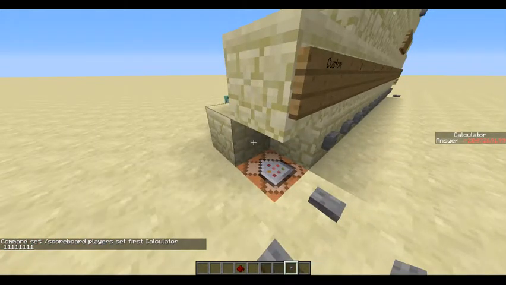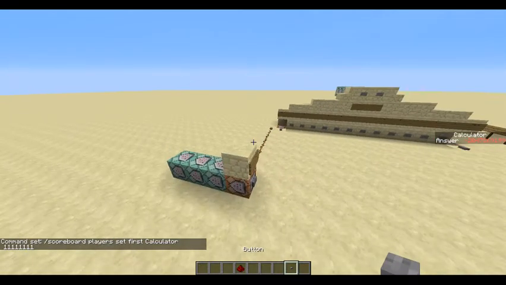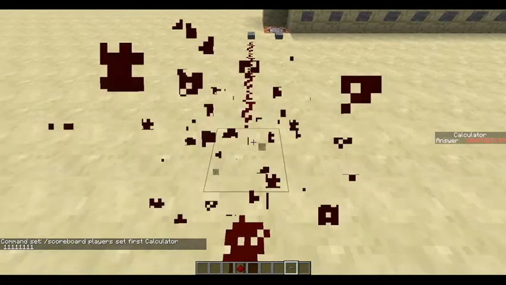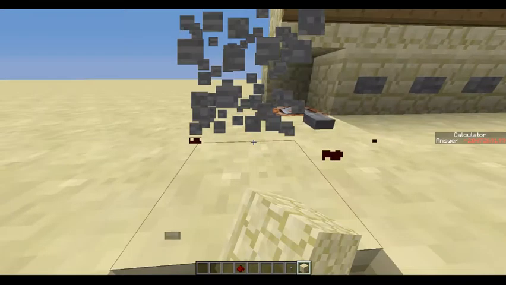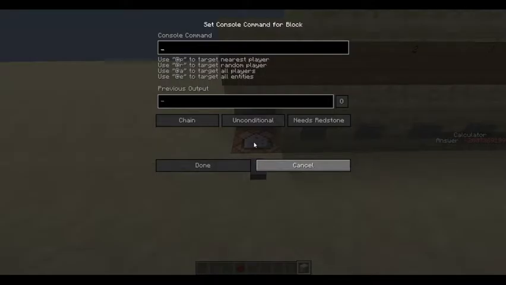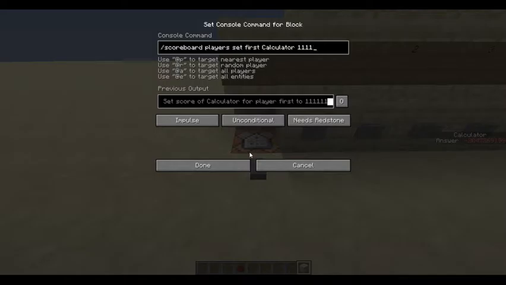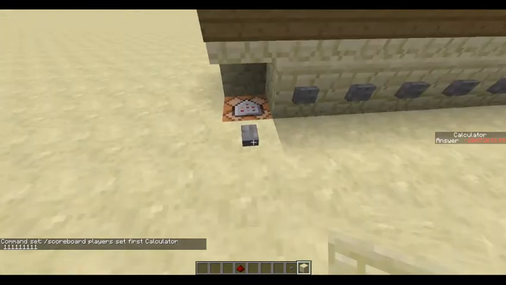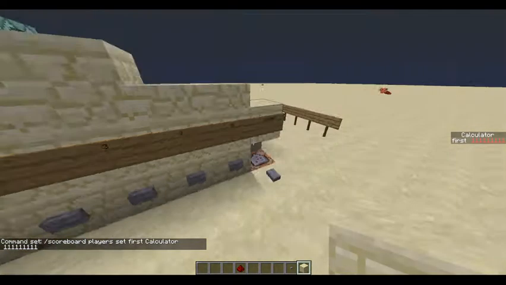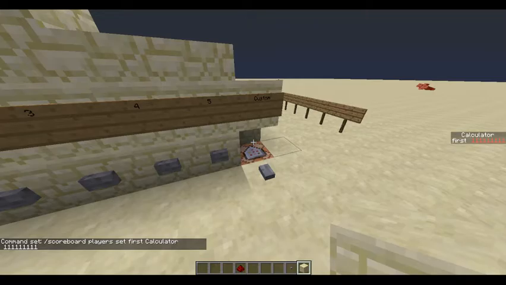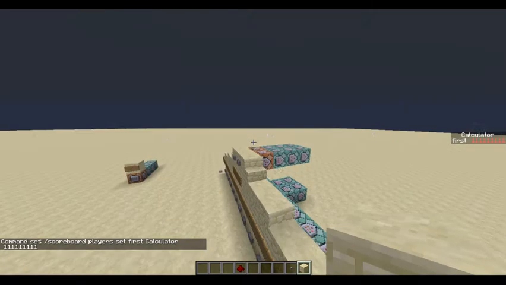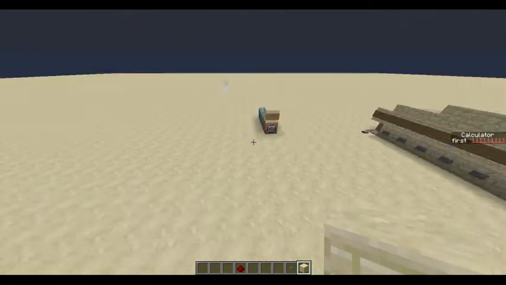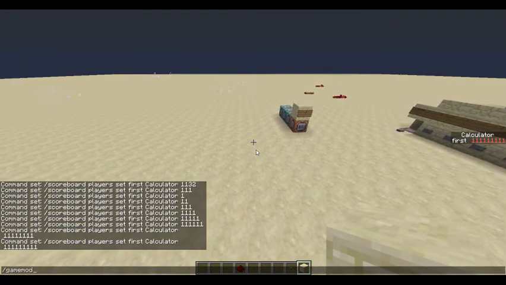Yeah, it screws up, but you can get to extremely high numbers by using this calculator. Like, let's go that, whatever that is, and then we'll do something's broken. One sec.